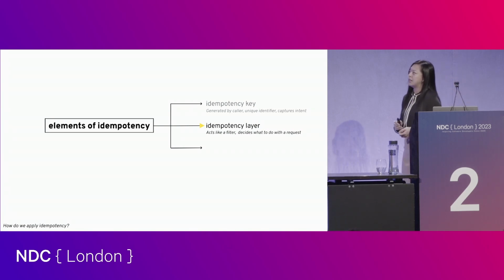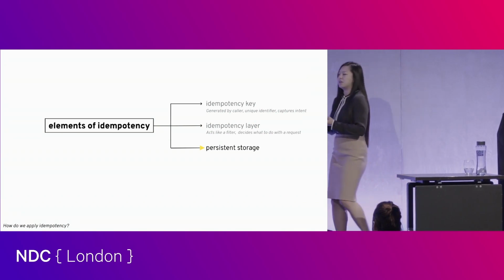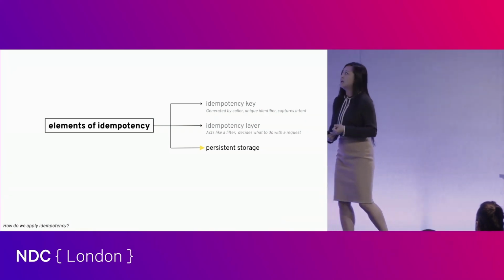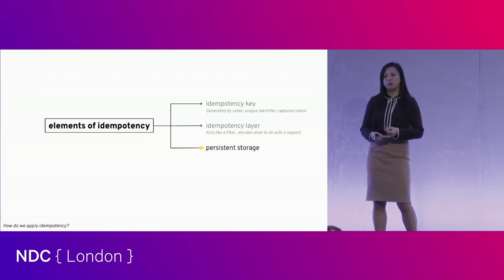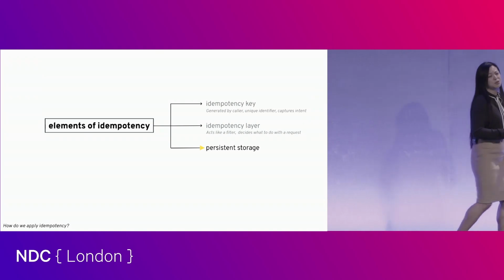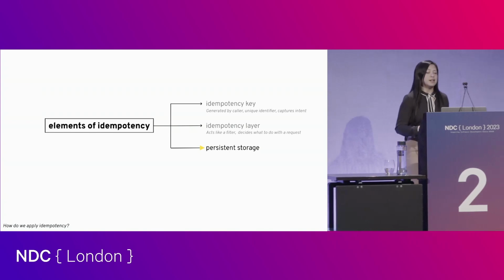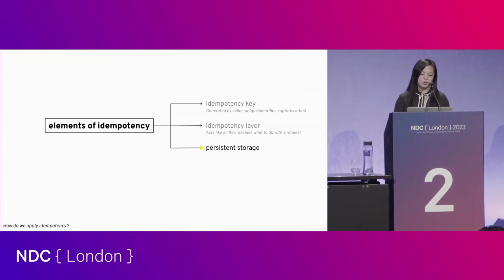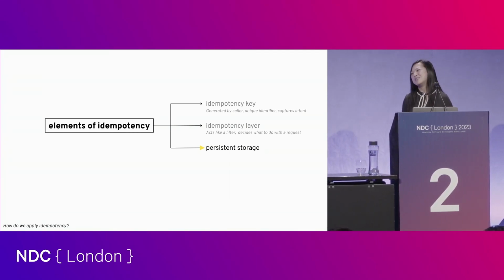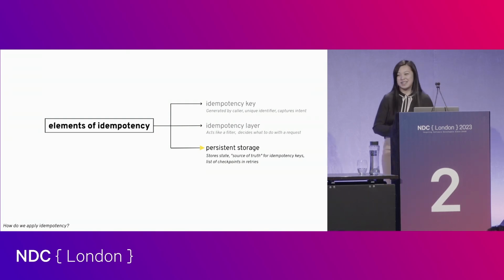And finally, we need a persistent store. So not only do we have the intent captured now in the key, not only do we have a layer with which to do something with it, we now need a place to actually store some information so that we can process these requests and actually deal with the intent that we are capturing. So for this to work and for the idempotency keys to have any meaning, we need to have this storage somewhere. And this stores the state. This is going to be the source of truth for us.